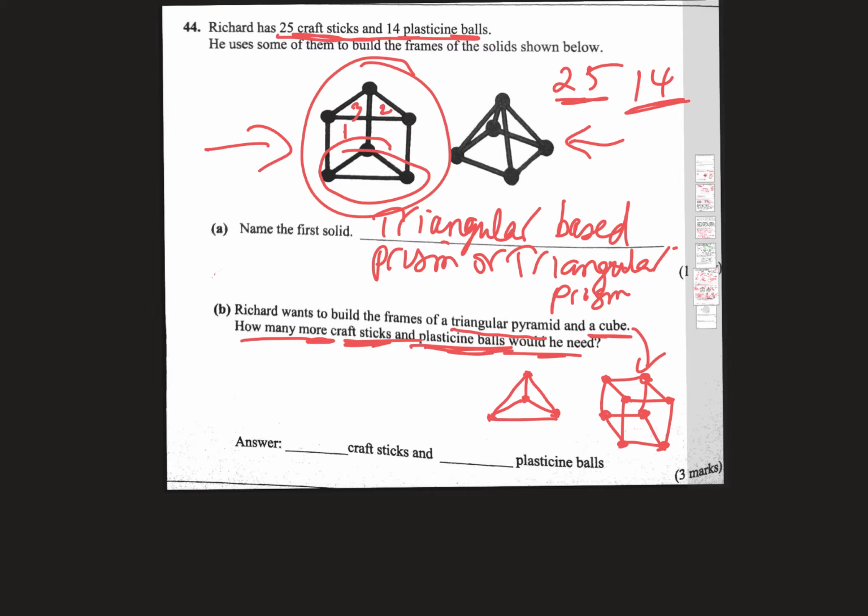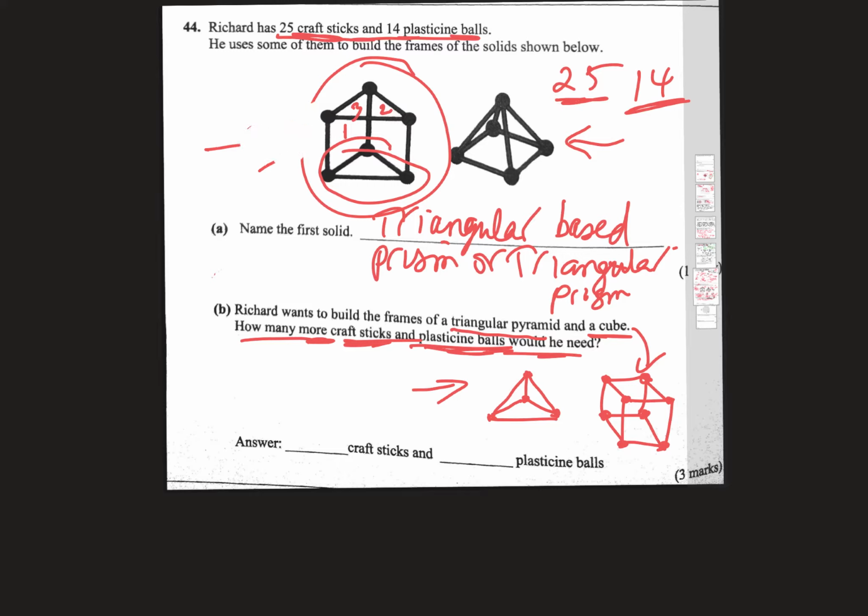So we need to know how much Richard used. When we find out how much he used, we will find the remainder, how much he has left. Then we have to find the difference between how much he has left and the amount that would be necessary to make this triangular pyramid as well as a cube. So as you can see, we have a little bit of work to do.